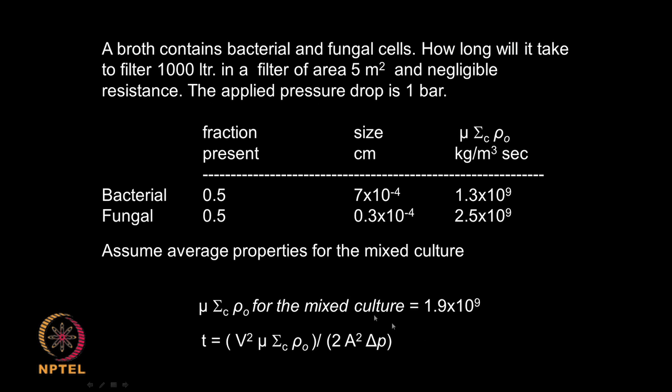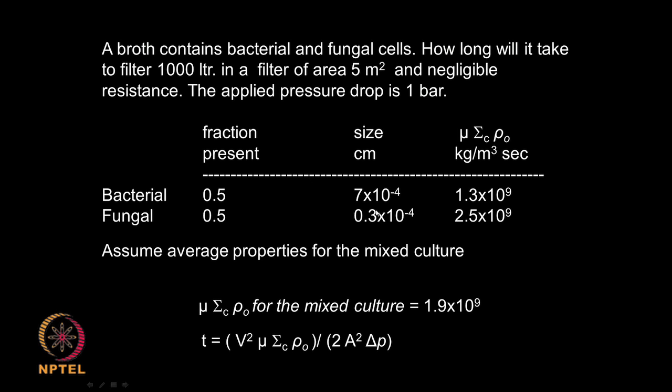Okay, so look at another problem. You have a mixture of two bacteria which you need, at a certain fraction, 50-50, and the properties of these two bacteria are given. I want to know how long it will take for me to filter 1000 liters using a 5 meter square filter cloth. There is no resistance on the cloth and delta P is 1. So, here you have mu, sigma, c, rho naught for bacteria 1 given here, for bacteria 2 given here, and both are 50-50.